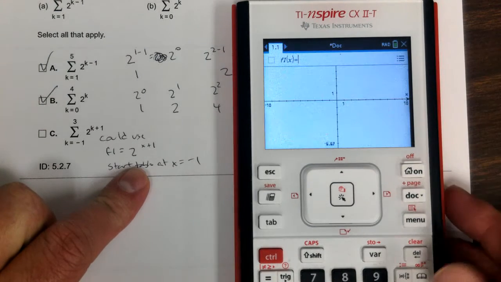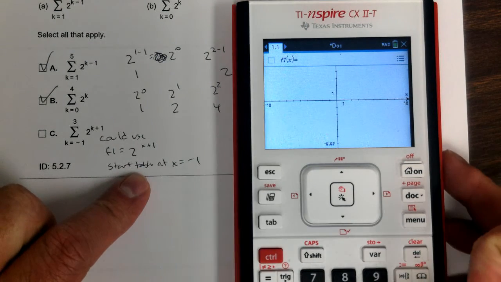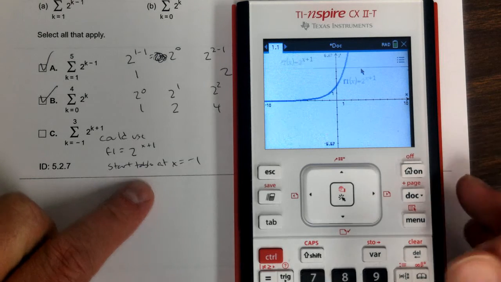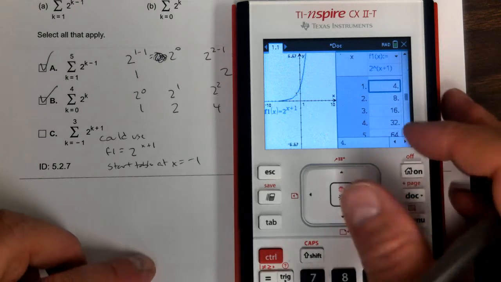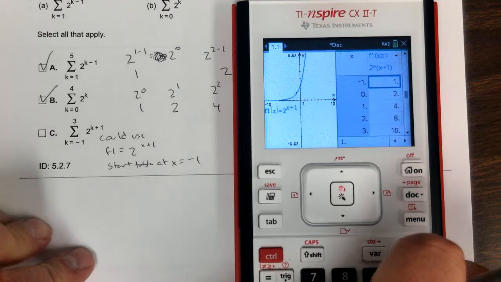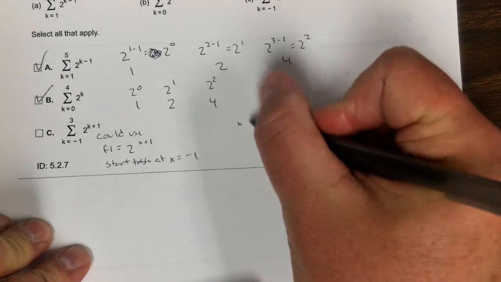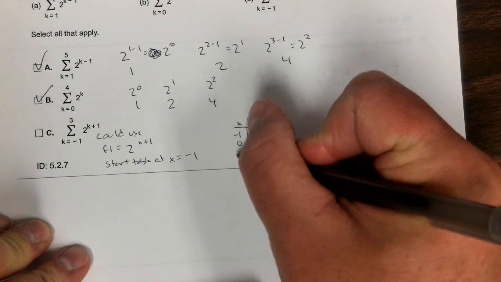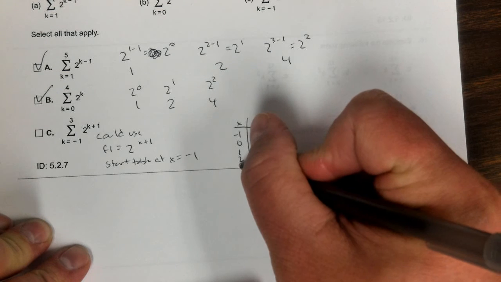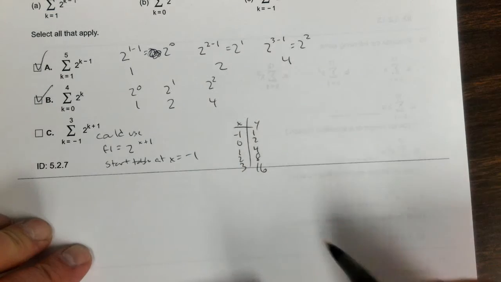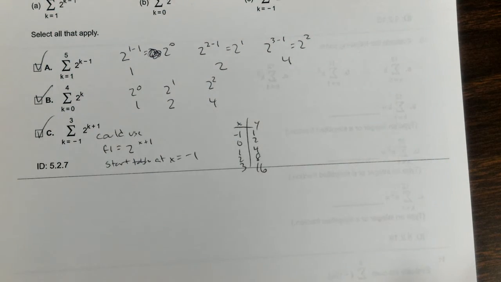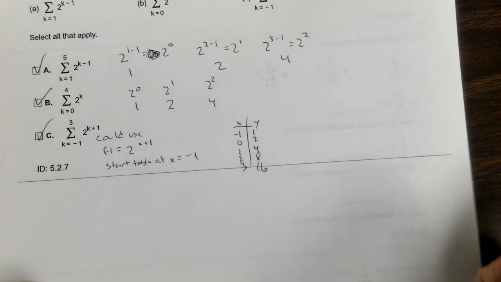So we go to add graph and then say 2 raised to the x plus 1 power, and then just go to our table and start at negative 1. So there you can see 1, 2, 4, 8, 16. So 1, 2, 4, 8, 16 is for 3. And so that matches also. All right, now for our next one.